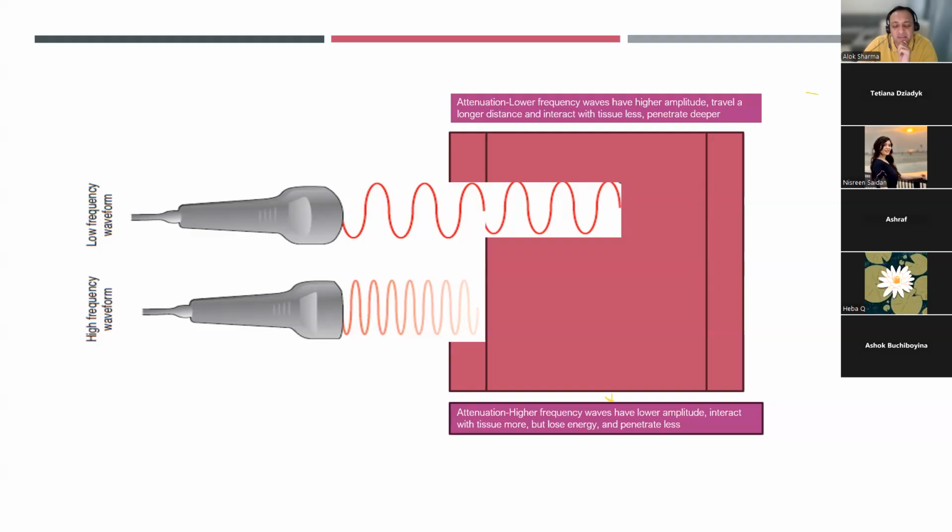Has everybody got this? Yeah, can you repeat the question? So, my question is, where would you use a high frequency probe in a baby for lung ultrasound, and where would you use a low frequency probe?